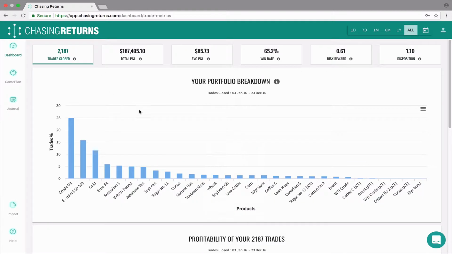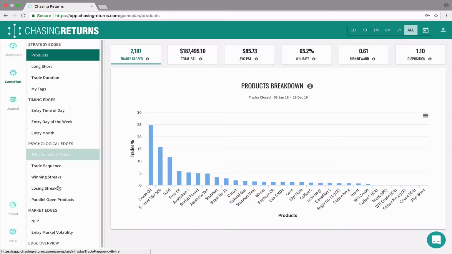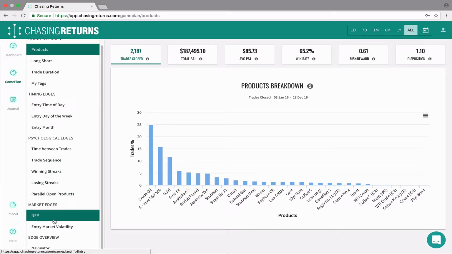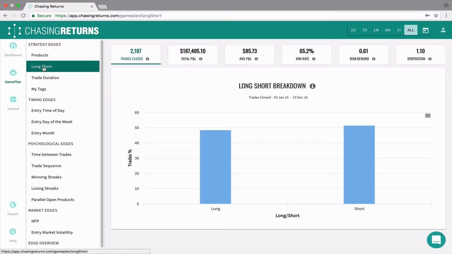Okay, so once you understand the simple metrics, we go into the game plan, and we look at these 4 different categories of edge. We have strategy, timing, psychology, and market. Okay, so I'm going to do a whistle-stop tour. I'm going to start with long versus short, right? So long versus short, very simply, of the 2,000 trades, we can see that it's approximately 50% on each side.